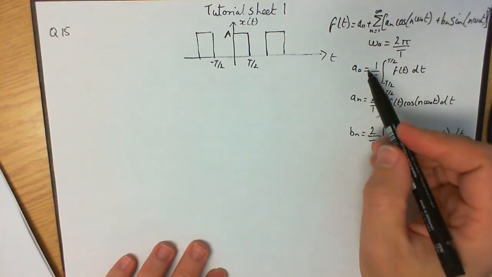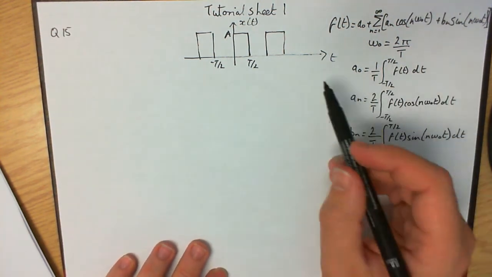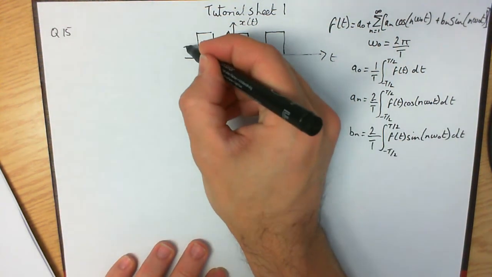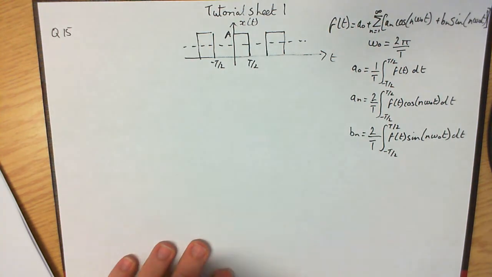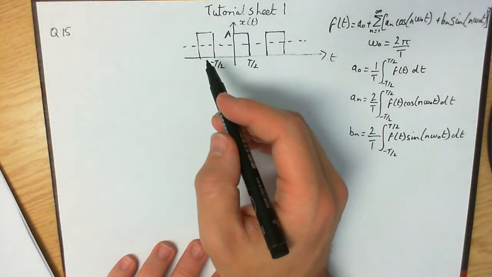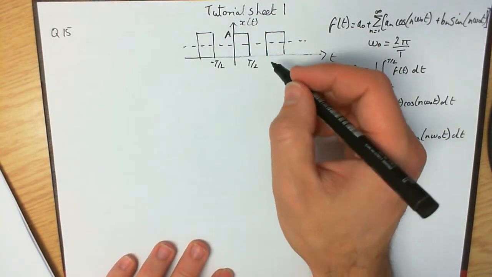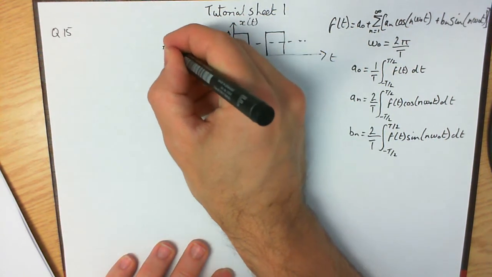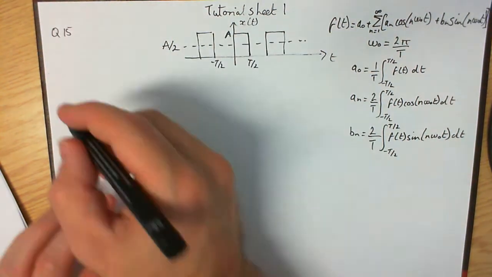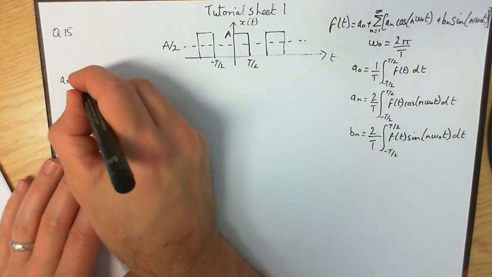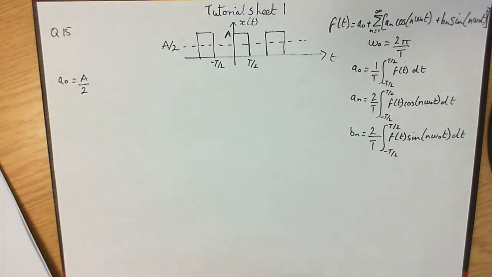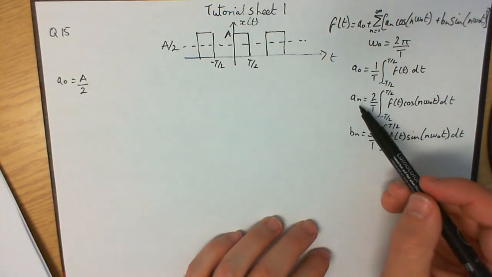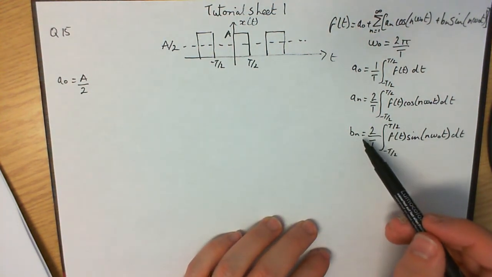Well, a naught is actually very, very simple because it actually just works out to be the average value. And the average value here, because it is periodically repeating, is just A over 2. So that's nice and simple. We're left with dealing with an and bn.